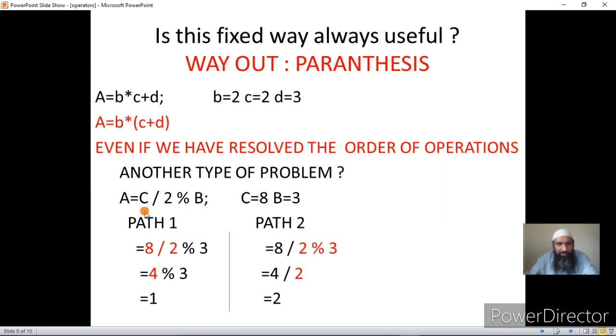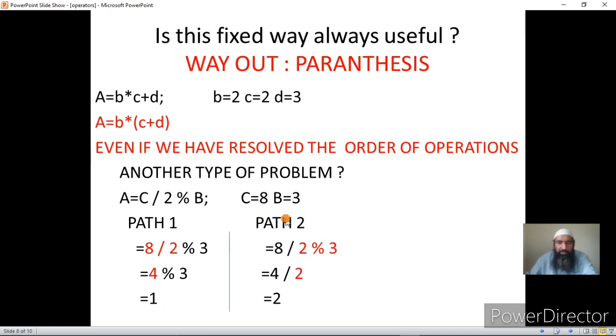Now if that was the case, what would have happened? Let us see. If you say C divided by 2 mod B, if you do the divide operation first, let us see the result, and if we do the mod operation first, let us see the result for the same expression. Now if I say 8 divided by 2, that is 4, and one operation has been done, the mod operation remains. Then I say 4 mod 3. Mod always gives the remainder of the division. So 4 when divided by 3, you get a remainder of 1.